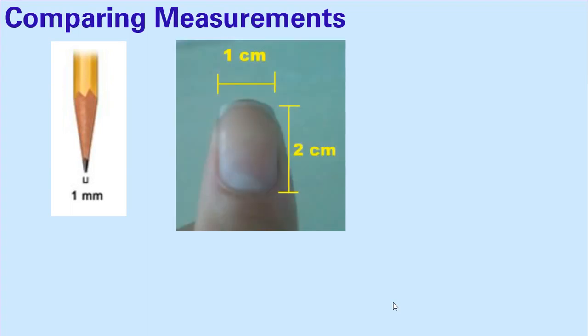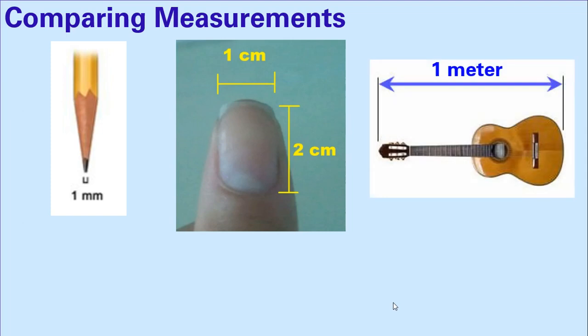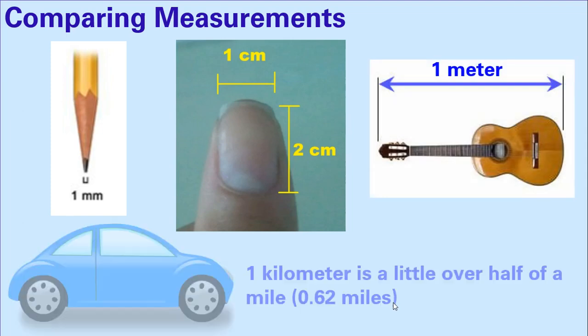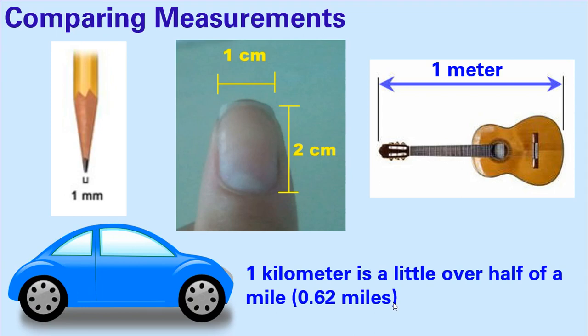Let's compare the measurements. Here we have 1 millimeter. 1 millimeter is about the size of the tip of your pencil. 1 centimeter is about the width of your fingernail. The width is going from side to side. A guitar is about the length of 1 meter. And 1 kilometer is a little over half of a mile. You may want to run or drive for a kilometer. Although there are more measurements, we are going to be focusing on milli, centi, meter, and kilo.